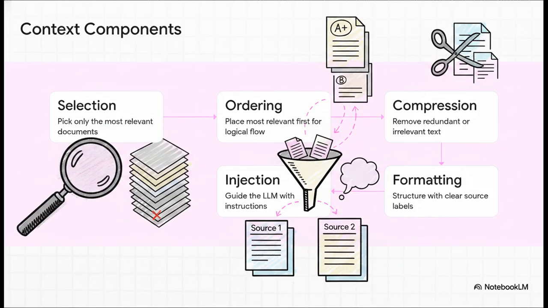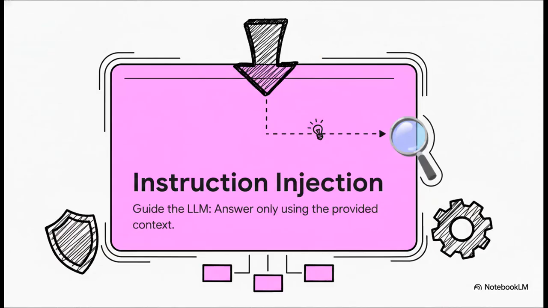Step 4 is formatting, applying really clear structural tags, like policy document versus expense 1, so the LLM actually understands the boundaries. And finally, step 5, instruction injection. This one is huge. This is where you firmly guide the LLM's planner. By giving it strict commands like answer only using the provided context to approve or deny the expense, you are placing absolute guardrails on the AI.